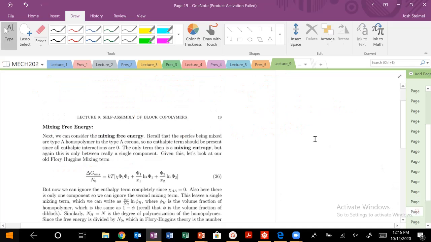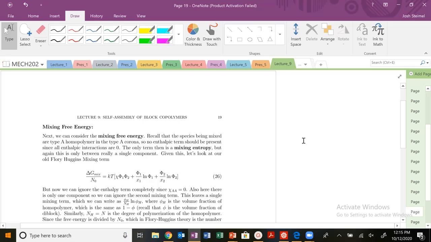So in the next video, we are going to tackle the mixing free energy between our dye block in the corona and our free homopolymer.